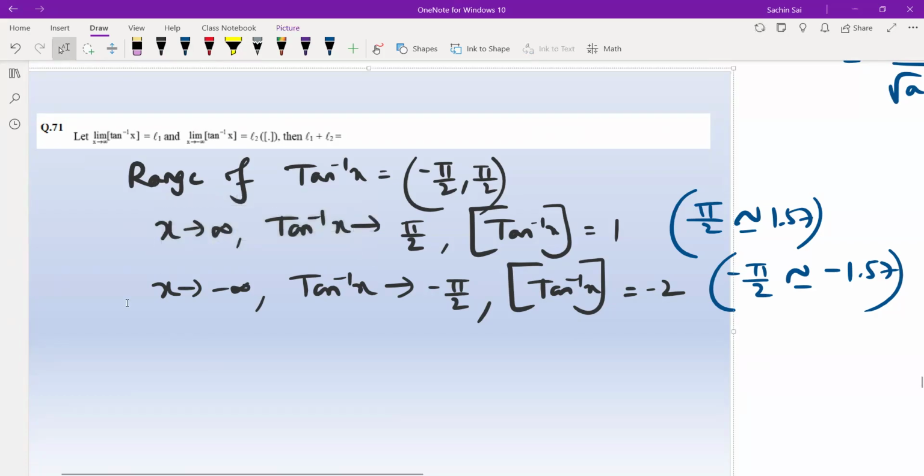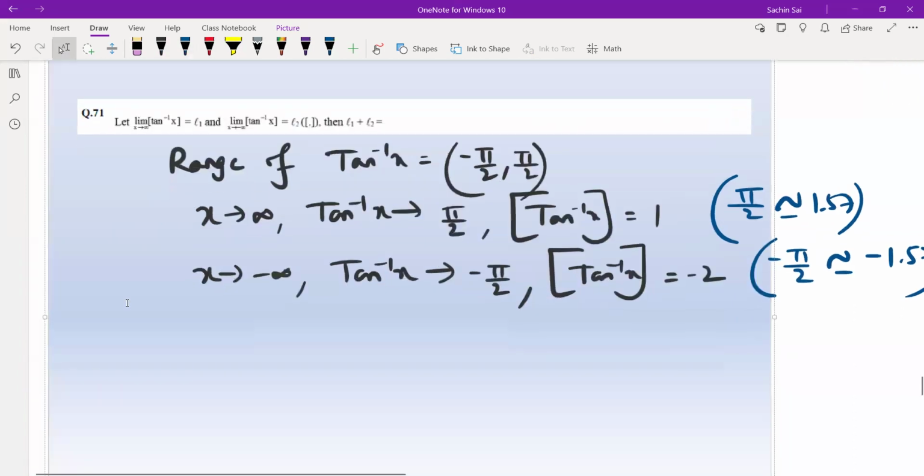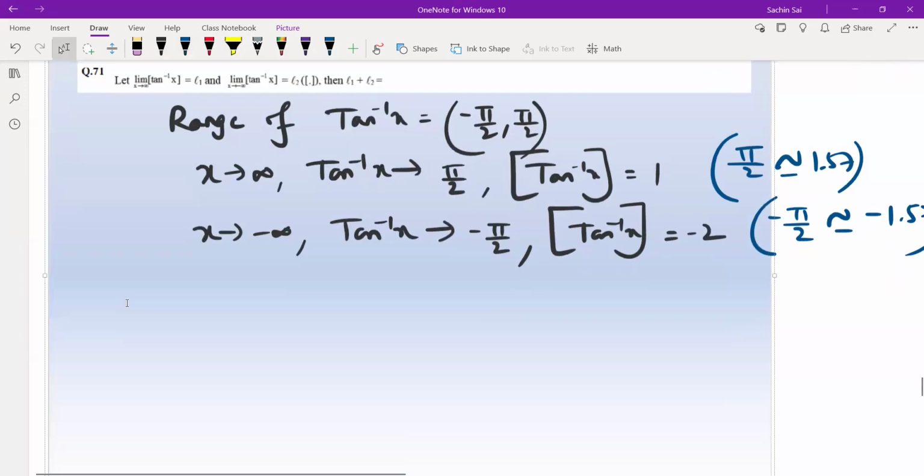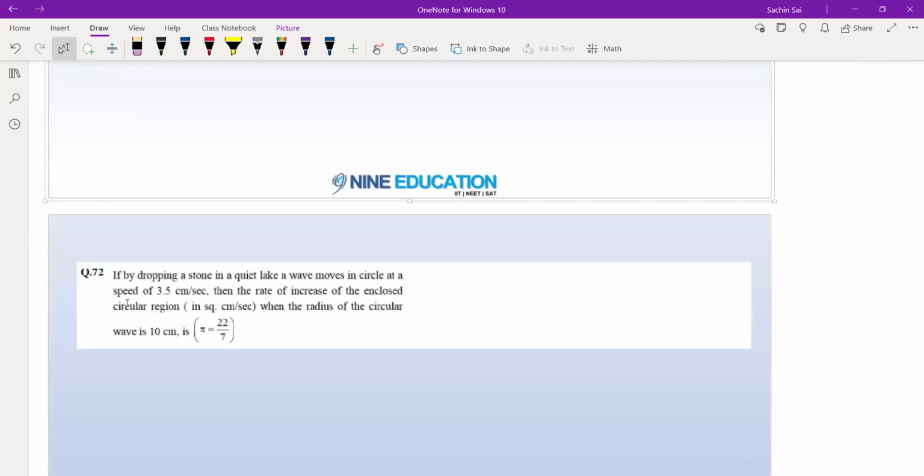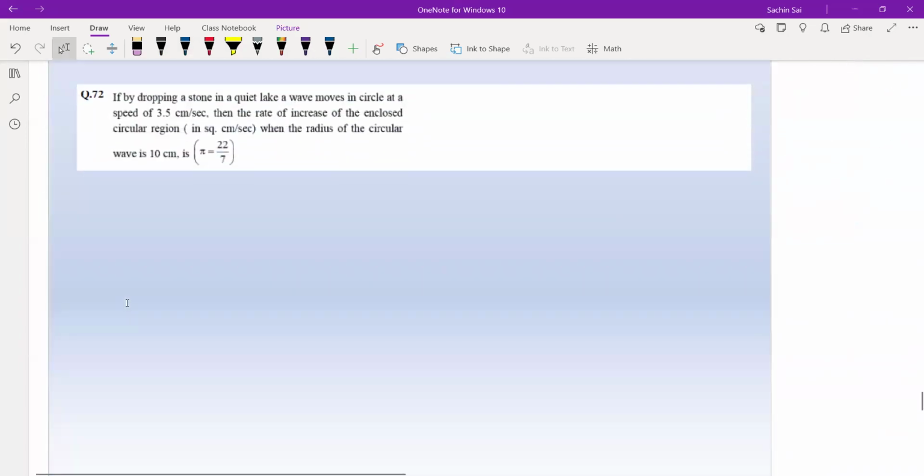Right. So question 71. The answer here is minus 1. Although I'm not sure if you'll be able to mark that in your OMRs. So let's check. Do you have everything correct? 1 minus 2. Yes, the correct answer is minus 1. Anyway, let's get back to that later.